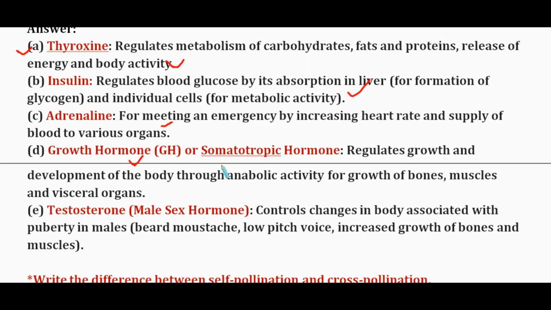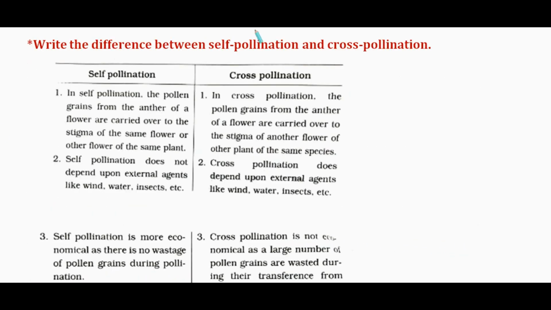Growth hormone or somatotropic hormone regulates growth and development of body through anabolic activity for growth of bones, muscles, and visceral organs. Testosterone, male sex hormone, controls changes in body associated with puberty in males: beard, mustache, low pitch voice, increased growth of bones and muscles.